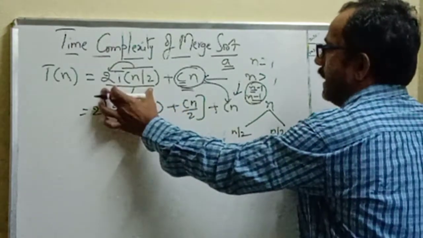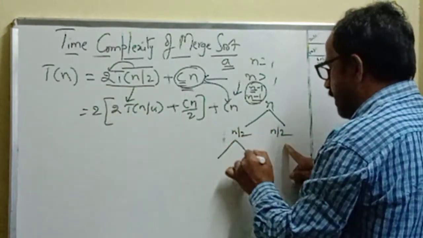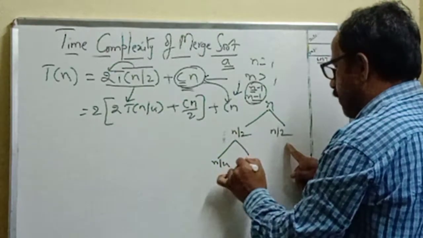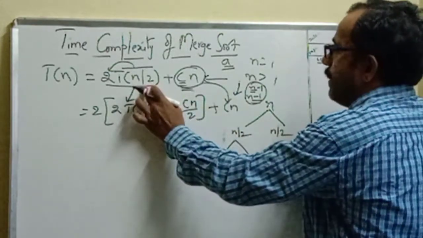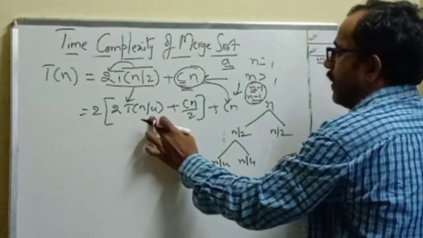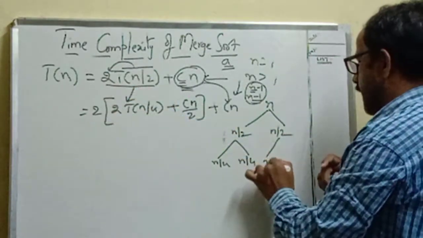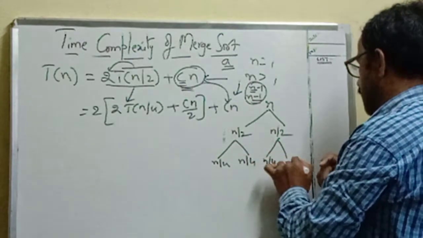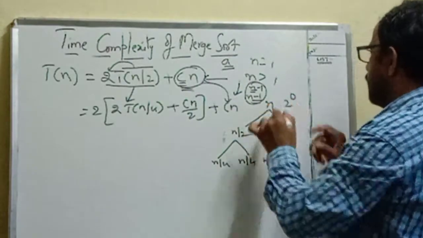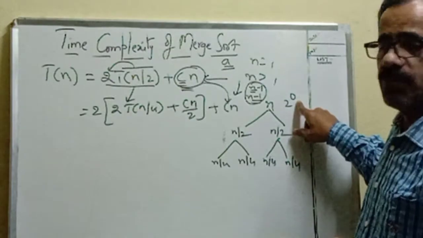Now each n by 2 element problem is divided into n by 4. So one n by 2 element problem can be divided into two n by 4 element problems. Like that, two n by 2 element problems are there, and like this we get n by 4.